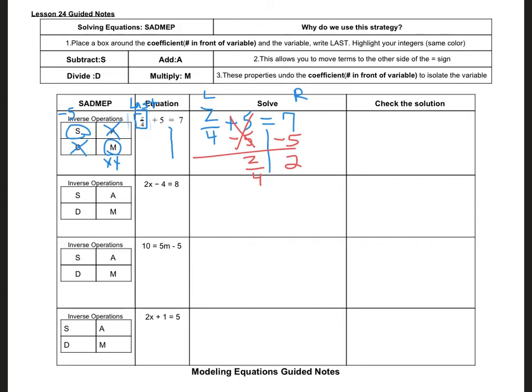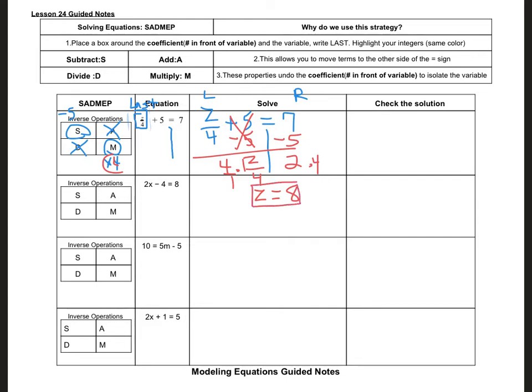I'm now going to do my second step, which says to multiply by 4 on both sides. When I multiply by 4 on both sides, this leaves me with z equals 8. And why? Because I multiplied by the reciprocal. We'll talk a little bit more about that in class tomorrow.